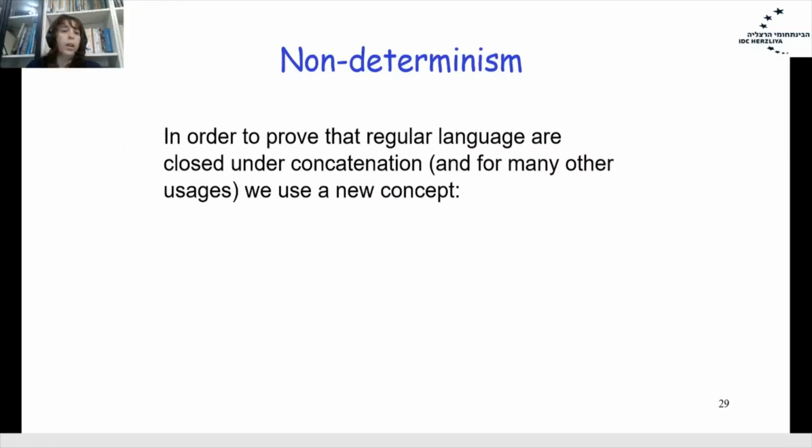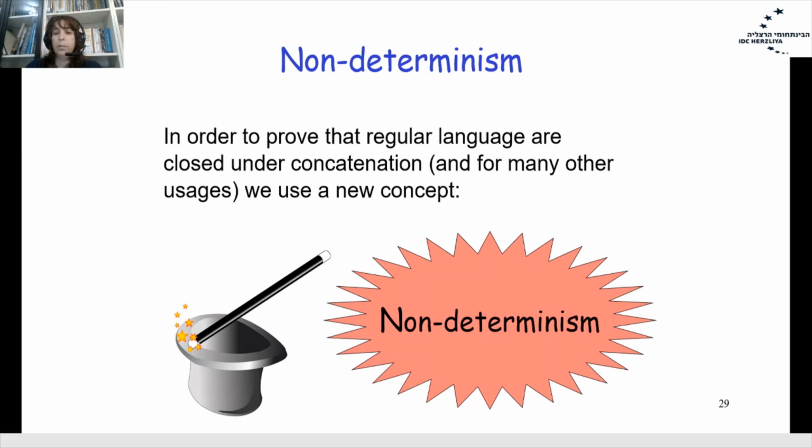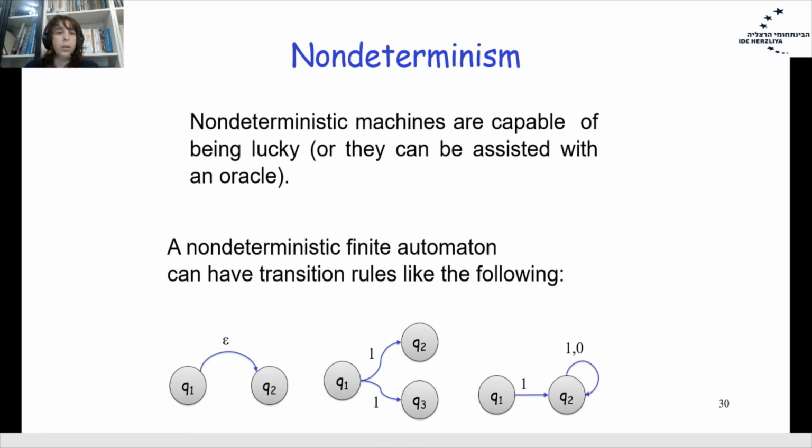In order to prove that the family of regular languages is closed under the concatenation operation, we will use a new concept called non-determinism. So basically, we will have some kind of help, let's call it an oracle, so that a non-deterministic machine will be lucky and have a lucky guess and will decide where we have the prefix and where we have the suffix.